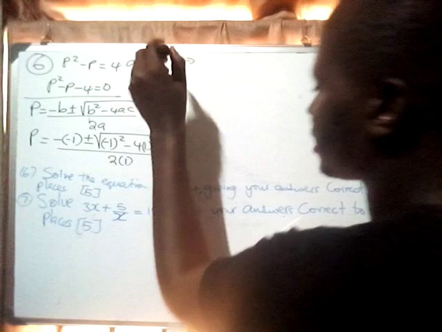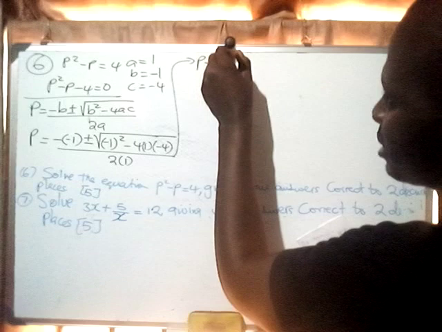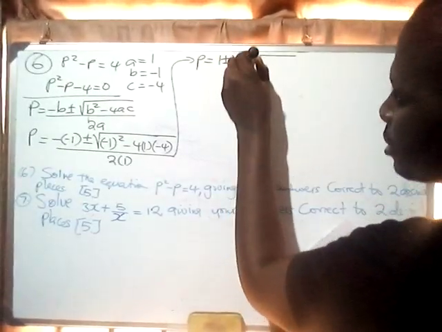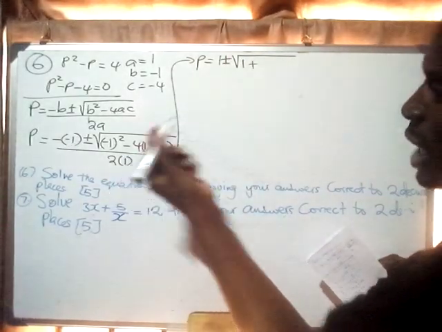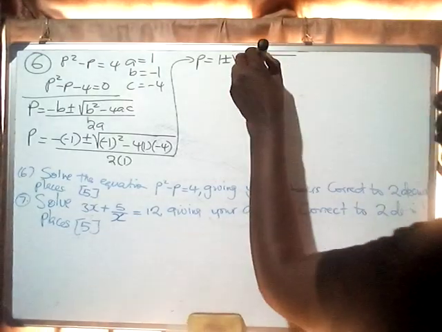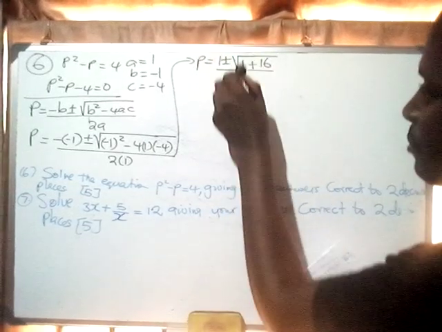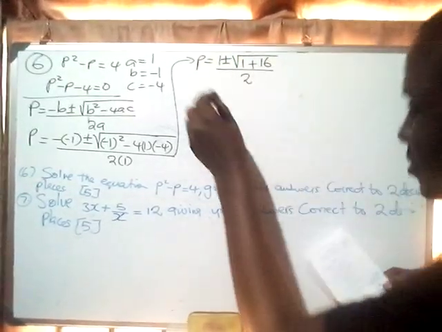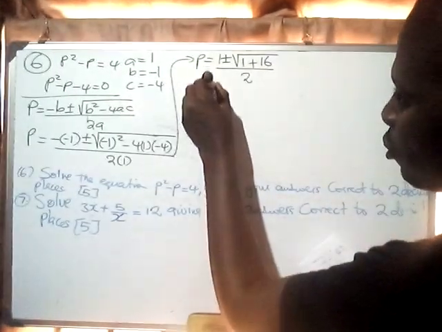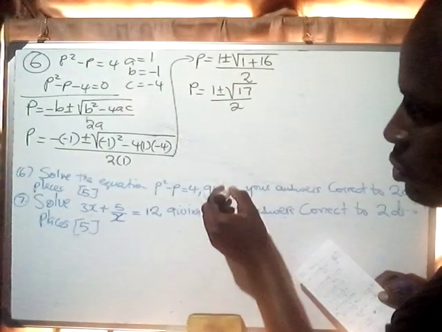So the next step, it will be p is equal to 1 plus or minus the root of 1 plus, because 4 times 1 is 4, then times 4 again to be 16. Why have I written plus? Because negative times negative is positive. So it will be over 2. So our next step, p is equal to 1 plus or minus the root of 17 over 2.